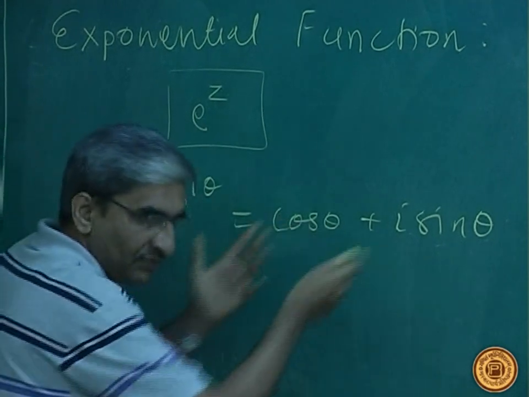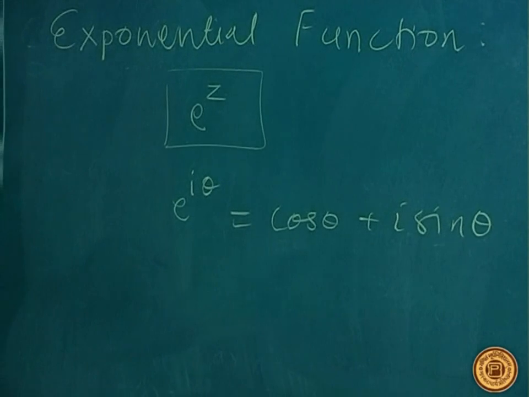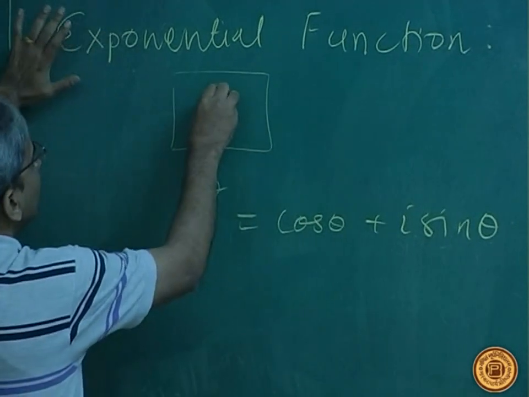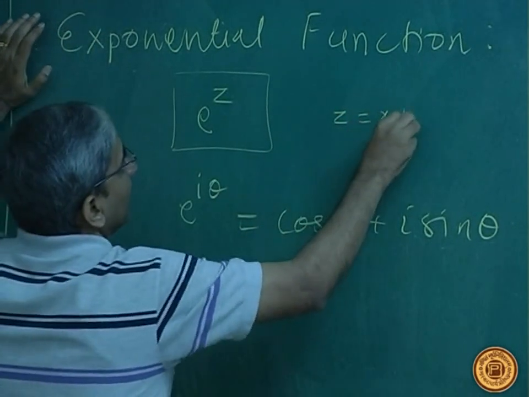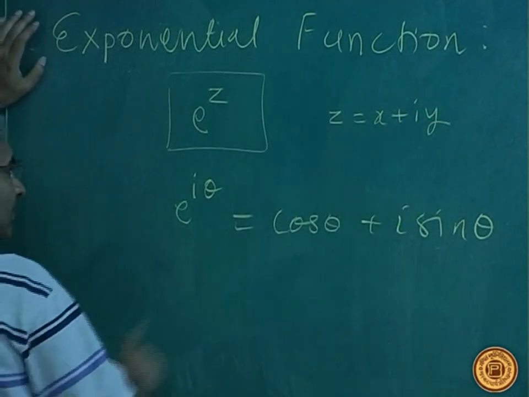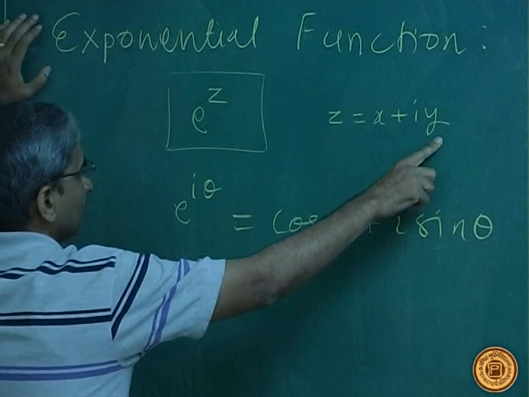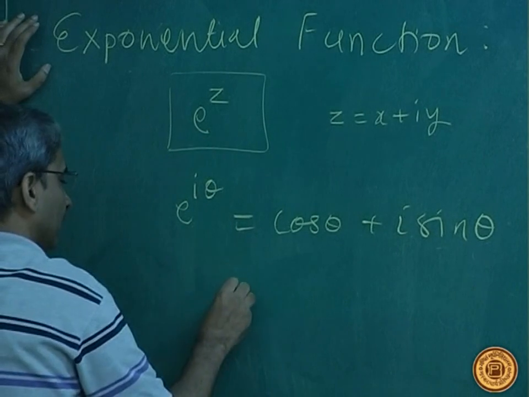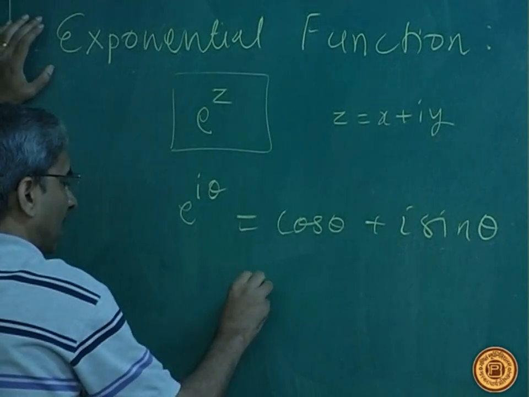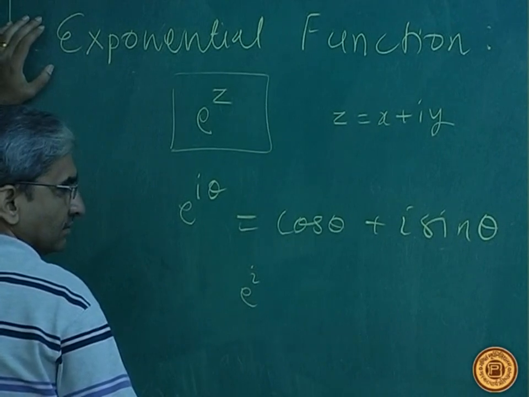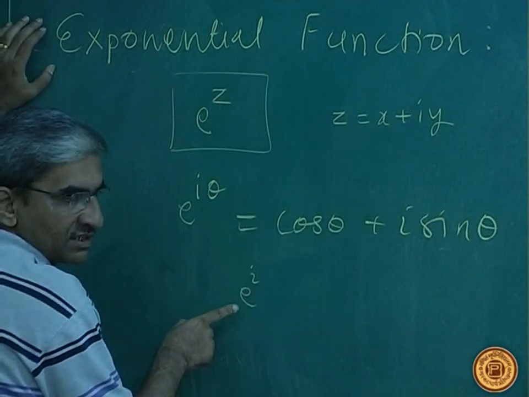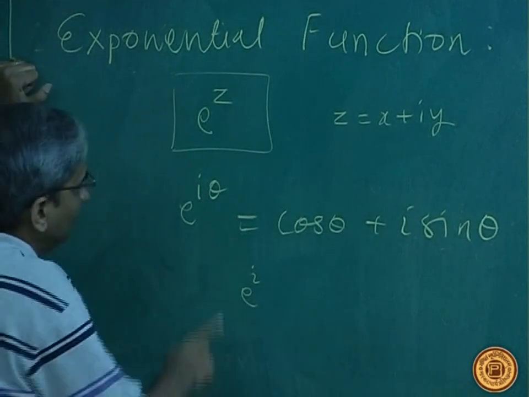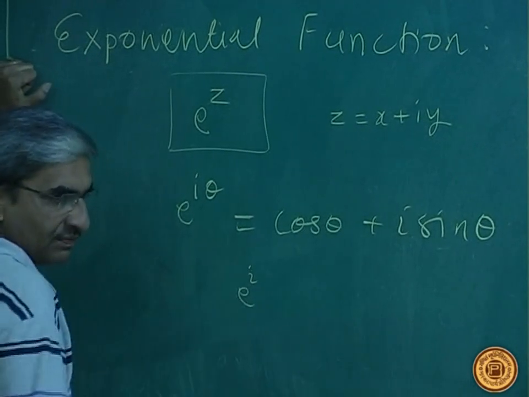One answer is that this is the definition. But now we will define e to the power z for any z which is x plus iy. That is our objective. So take any complex number, then we want to define what e to the power z is. Suppose you have e to the power i. How do you make sense of this quantity? We will learn, because we will define e to the power z for any value of z, so we will be able to understand this.